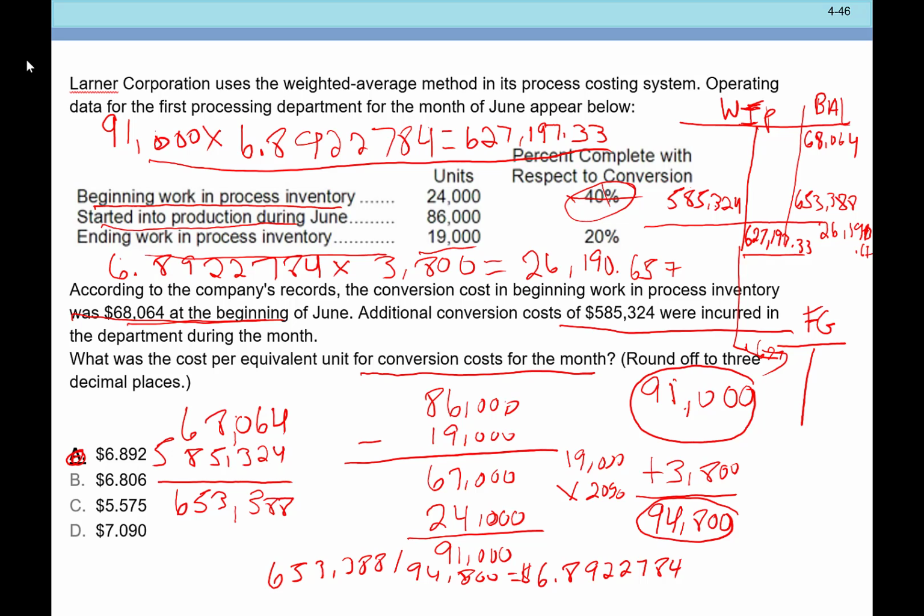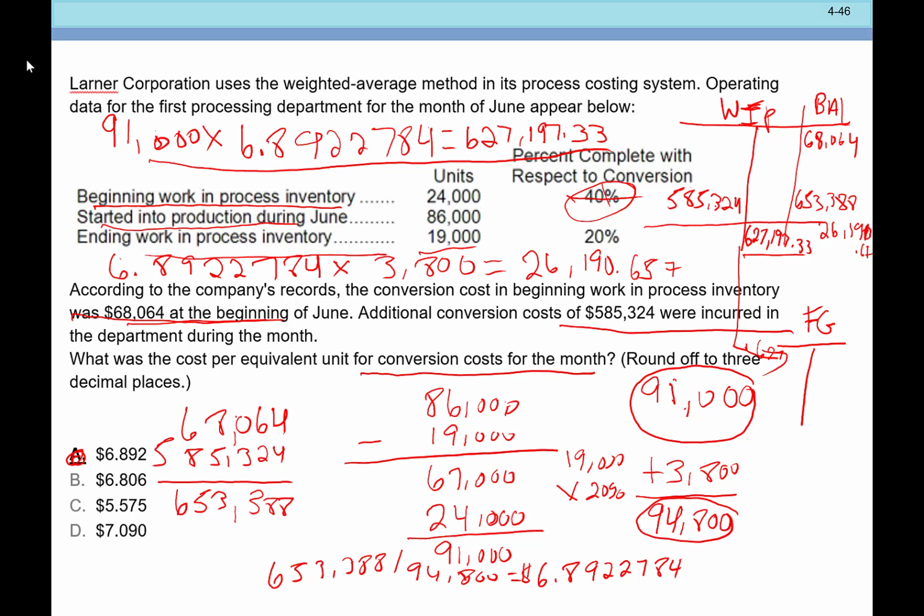Okay, let's look at this problem. It maybe looks a little more scary than it is. Here they want the cost per equivalent unit for conversion cost. This one is a little bit different because notice they do not give me the units started and completed. So I'm going to have to work for that number, right?